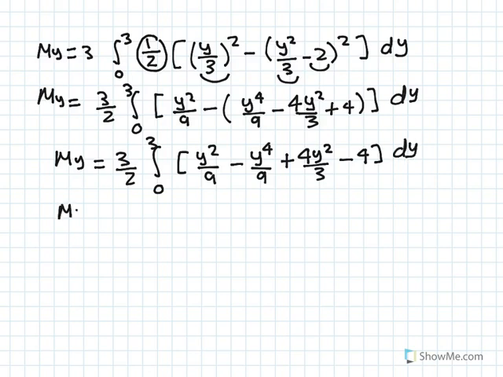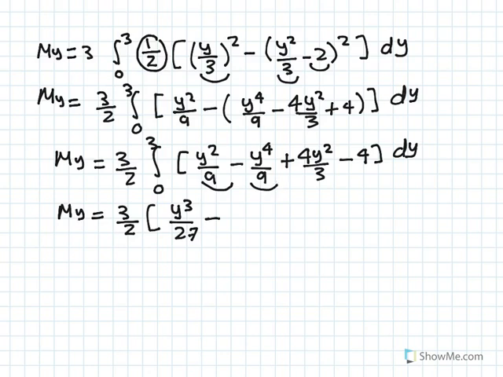So the moment with respect to the y-axis is equal to 3/2. Now let's integrate term by term. Integral of y squared over 9: reverse the power rule, add 1 to the exponent, divide by the same. We get y cubed, divided by 3 times 9, 27.